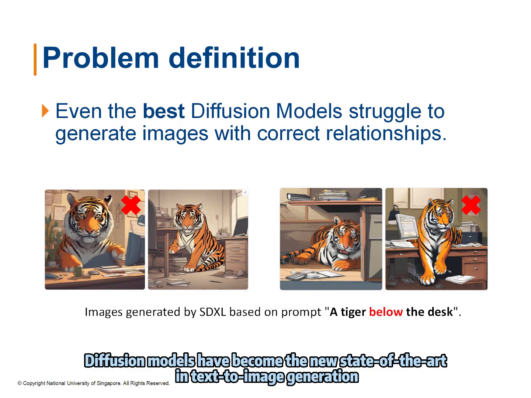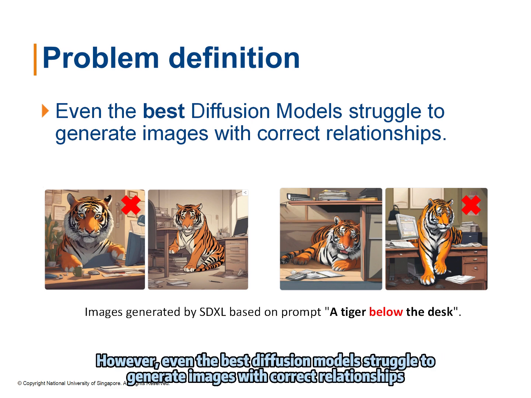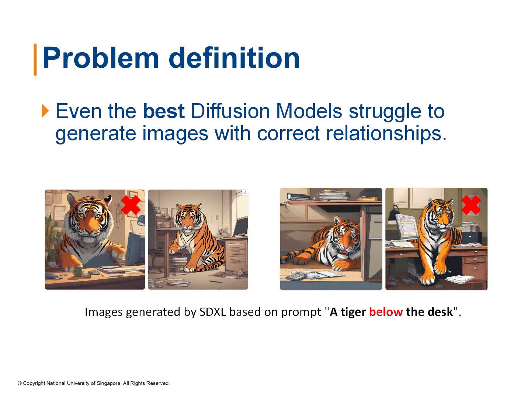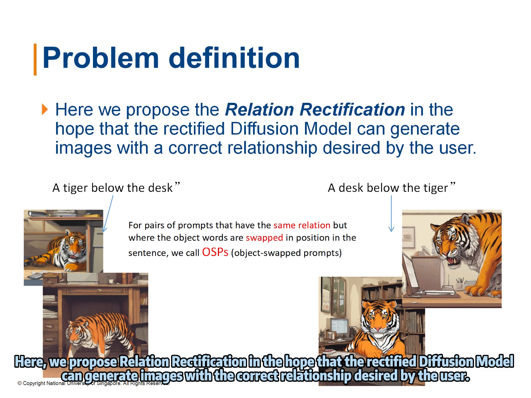Diffusion models have become the new state-of-the-art in text-to-image generation. However, even the best diffusion models struggle to generate images with correct relationships. For example, given the prompt "a tiger below the desk", the diffusion models might generate images of a desk below a tiger. Here, we propose relation rectification in the hope that the rectified diffusion model can generate images with the correct relationship desired by the user.